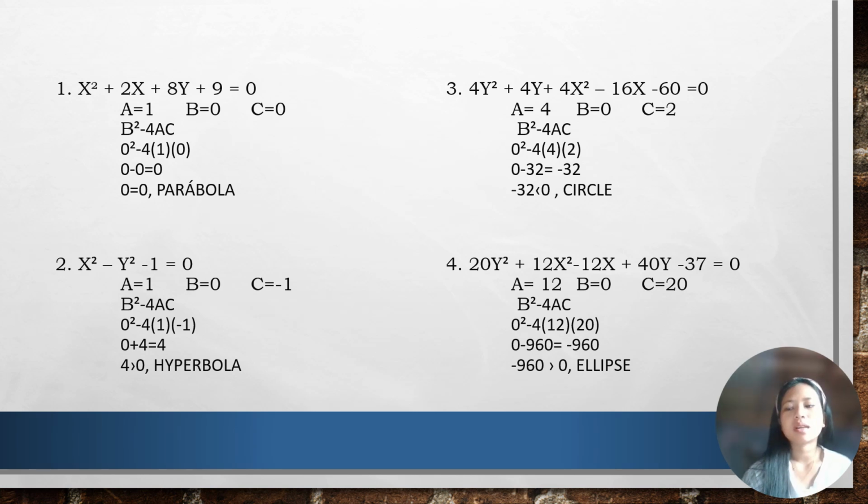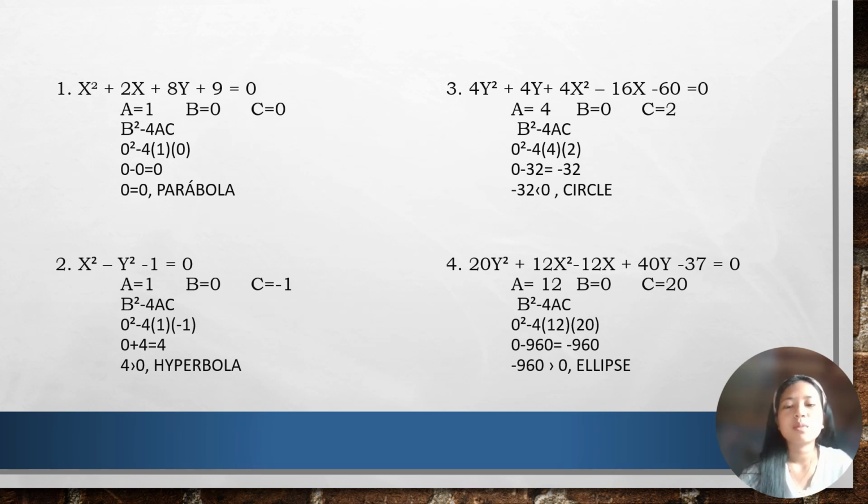So we have here classifying the conic section through getting the discriminant value of the equation. Number 1, we have the given x squared plus 2x plus 8y plus 9 equals 0. We are getting the discriminant value for this equation. First thing to do is identify the values of a, b, and c. So we have here a is 1, b is 0, and c is equal to 0.